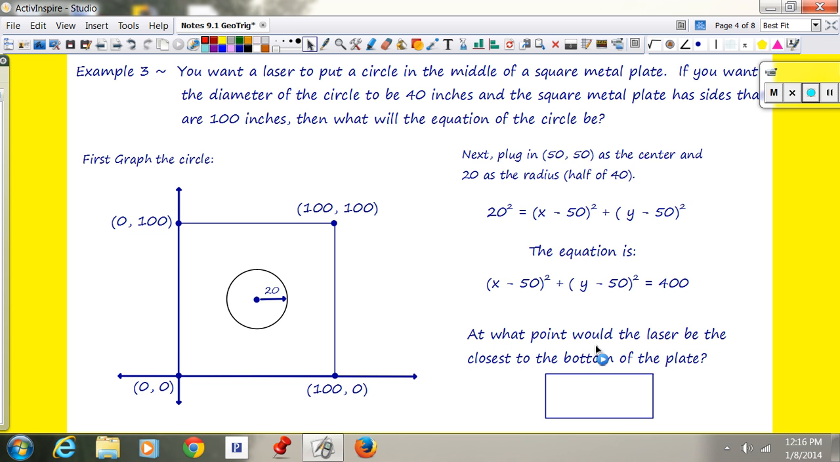And so that's why it's important to know the equations of these circles. So at what point would the laser be the closest to the bottom of the plate? Well, that point right there would be the point 50, 30, because it's halfway over and it's a radius of 20. So it's got to be 20 down from the 50 in the middle. So 20 down from 50 would be 30. So 50, 30 would be the point closest to the bottom.